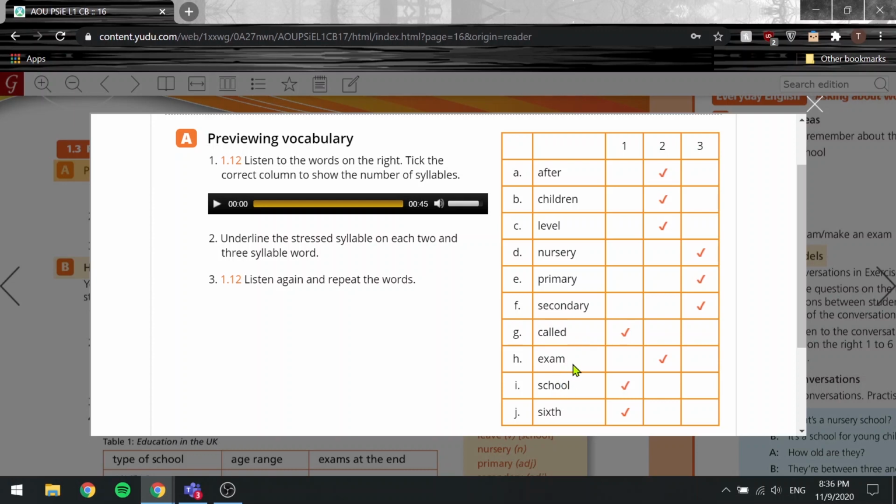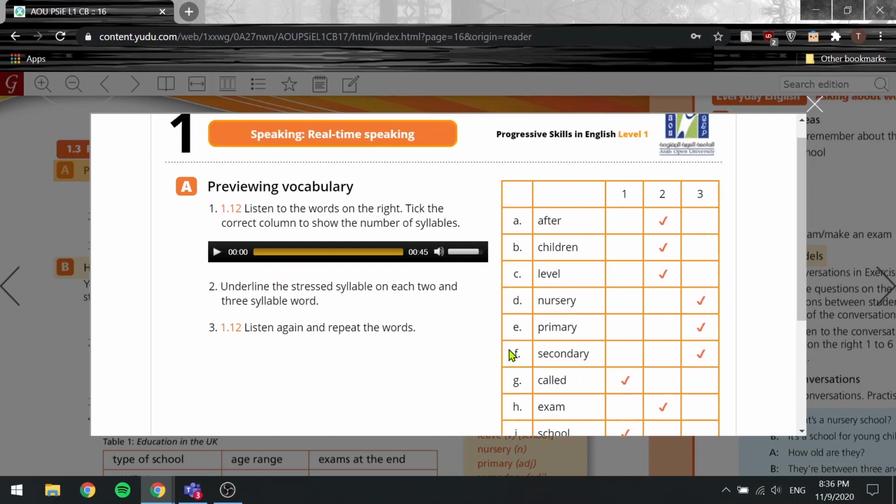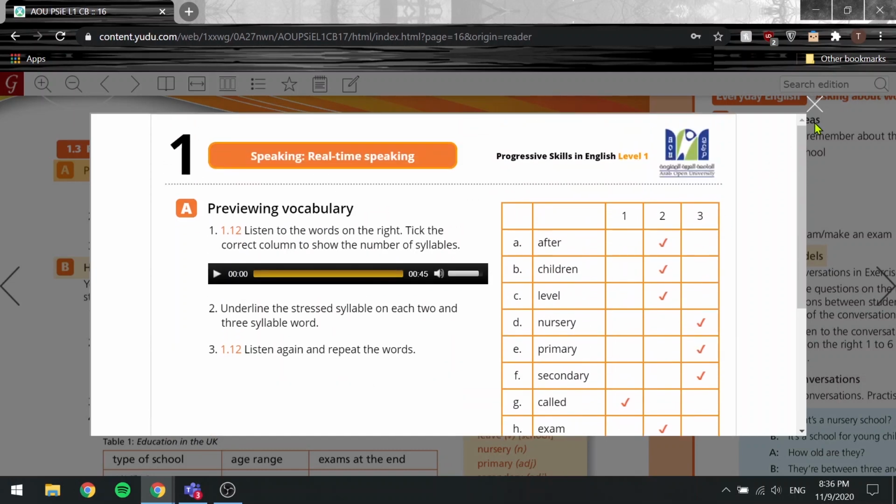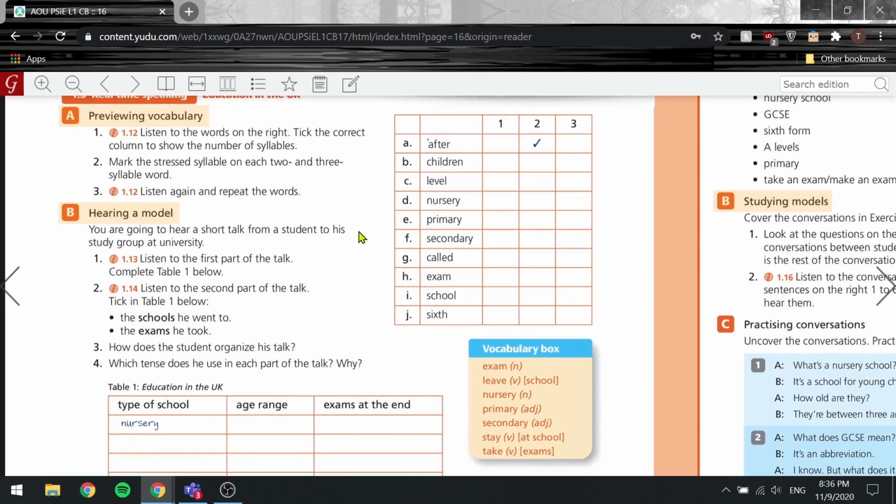Exam, on the other hand, has two because eggs and then am. Exam, exam. Okay? School, one continuous word. Then you have sixth. So again, one continuous word, one syllable. Okay? So that was exercise A. Now let's move on to exercise B.